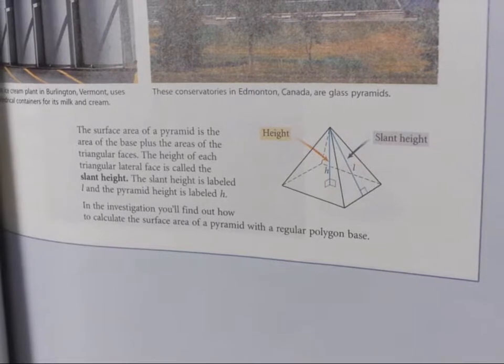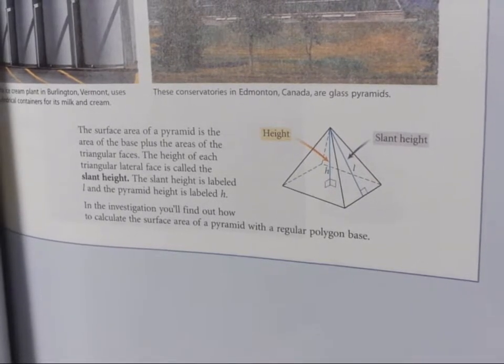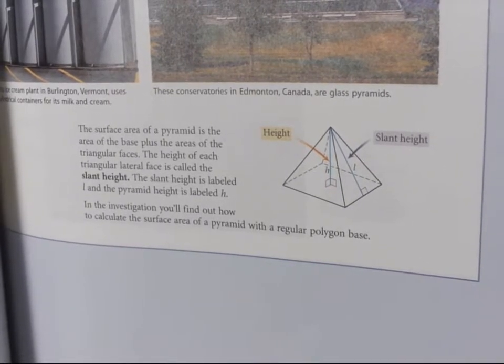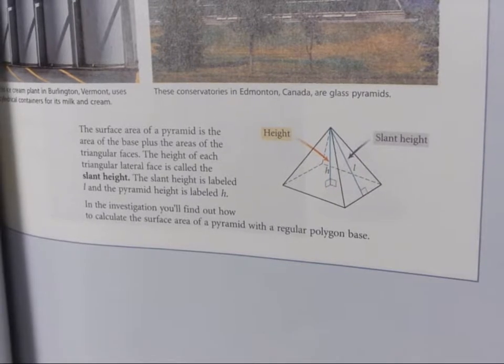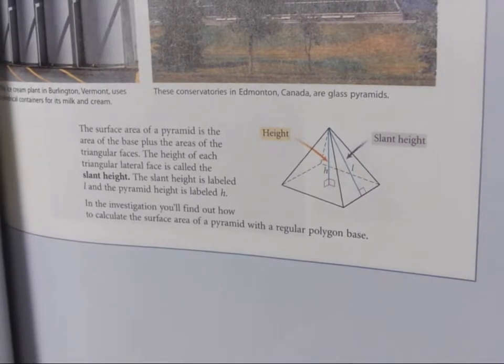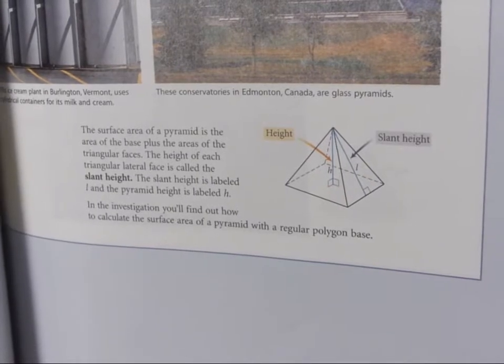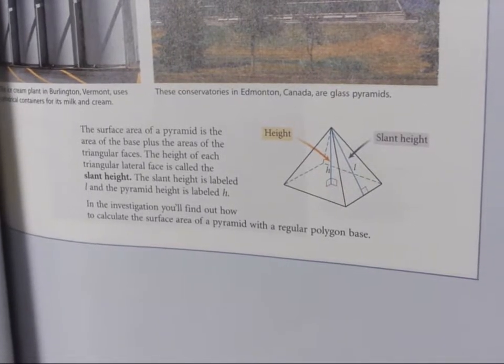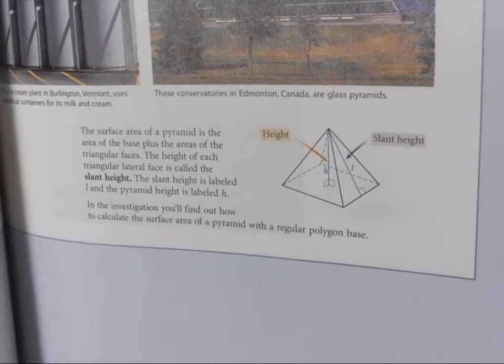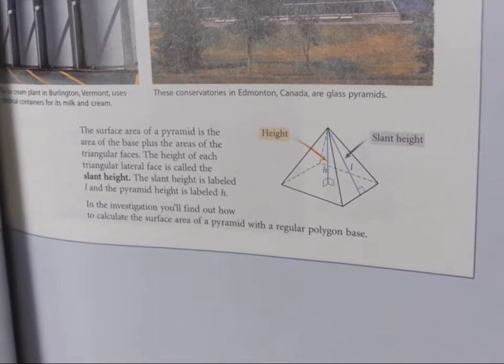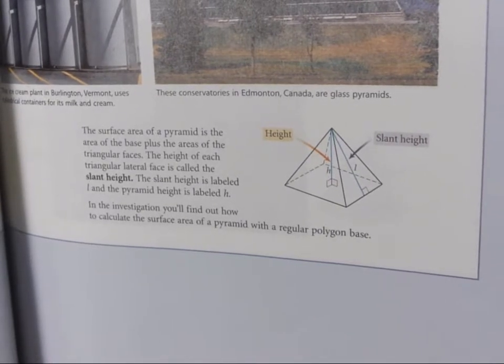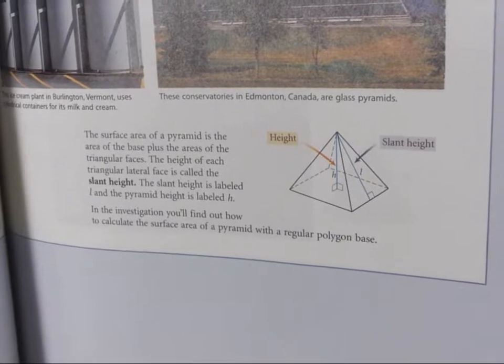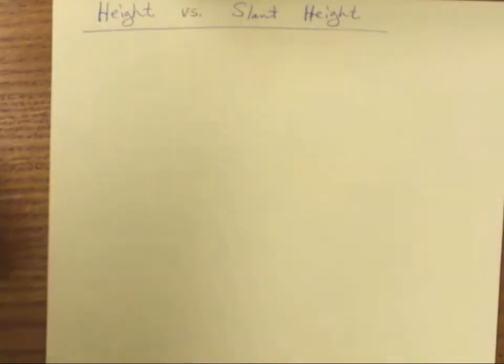So this might lead us into the Pythagorean Theorem, because the vertical height there is perpendicular to the ground. You could actually see some right triangle stuff coming out of that. So just a difference: the height is perpendicular, and the slant height runs along the face of the lateral side, the lateral face. So there you go, that's the difference. Okay, just to make sure we've got that all straightened out.